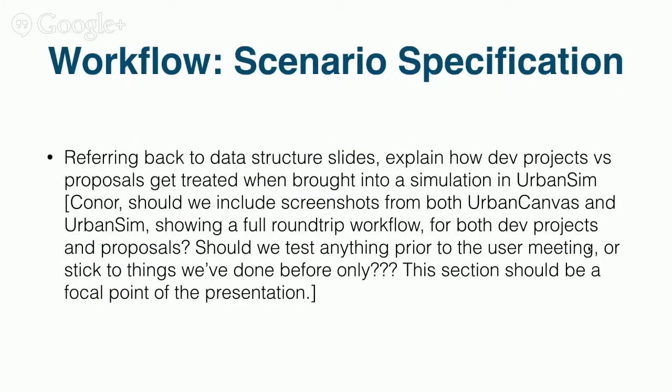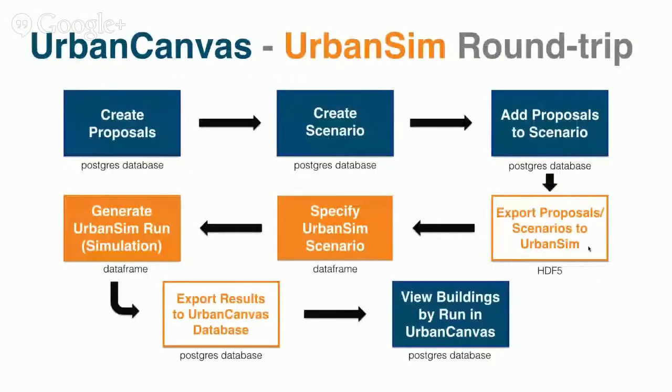Skip ahead a little bit here. Okay, so this is the sort of linkages and how we're storing information going from UrbanCanvas, and assuming that UrbanCanvas is loaded up with base year data and moving through the hooks that connect UrbanCanvas to UrbanSim, UrbanSim run, and the linkage back to UrbanCanvas.